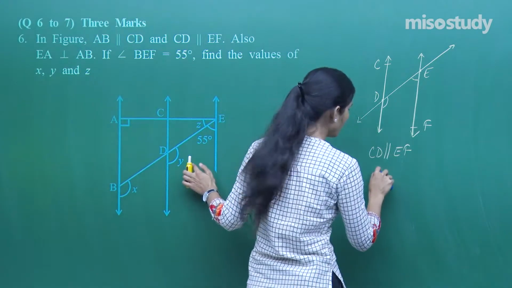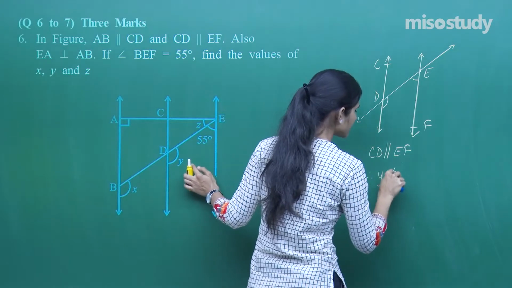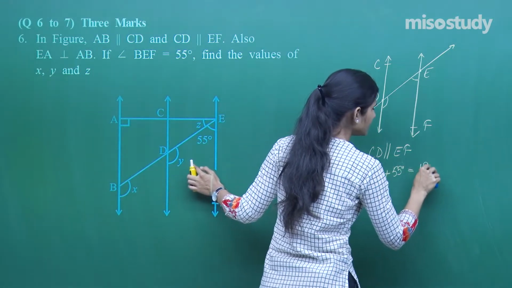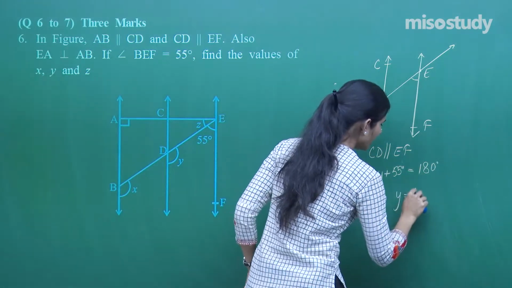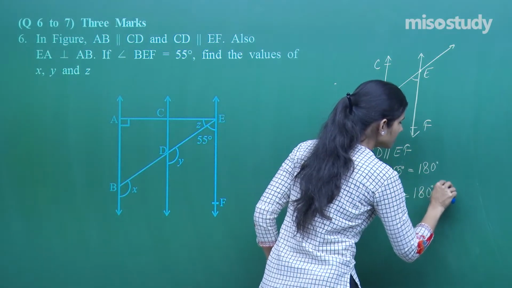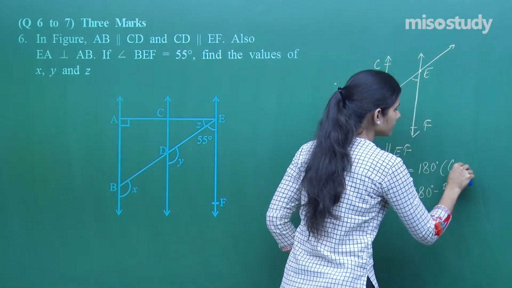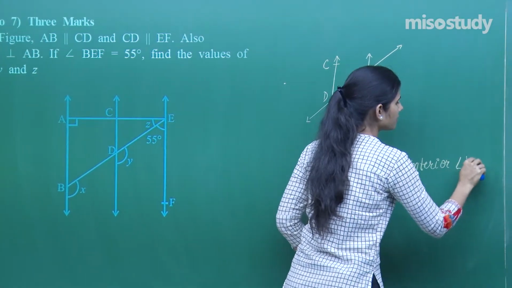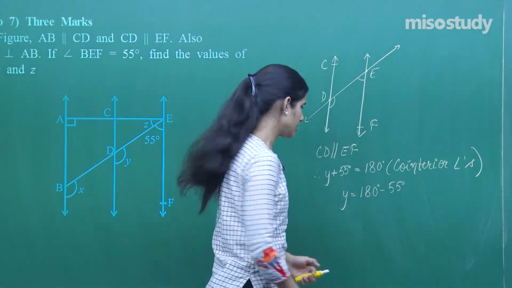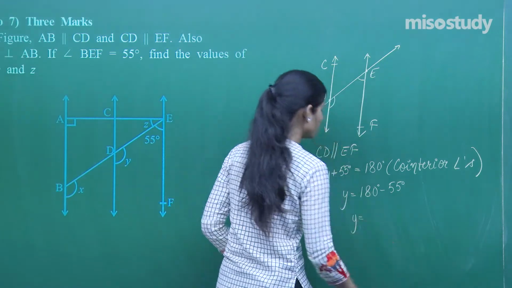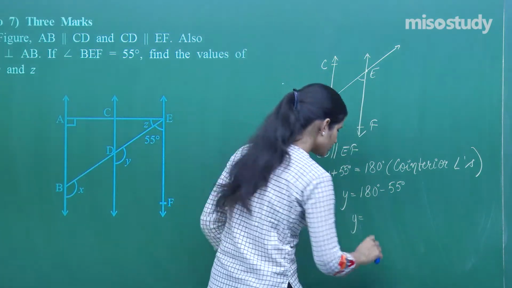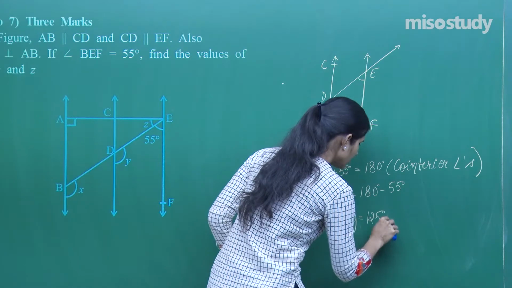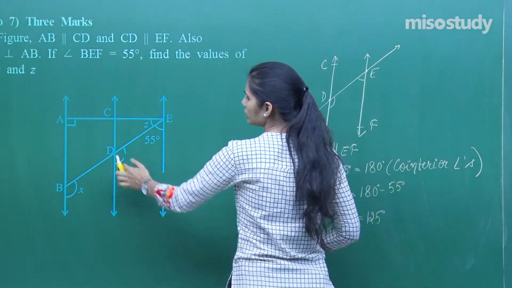So I will have Y plus 55 is 180. So Y will be 180 minus 55. Here the reason is that they are forming co-interior angles. Clear? So you have 180 minus 55, which is 125. Y has come out to be 125.